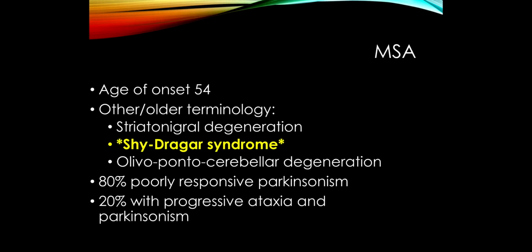And so of patients with multisystem atrophy, about 80% look Parkinsonian, but they don't respond to medications. And about 20% have ataxia in Parkinsonism. So the older term, olivopontocerebellar degeneration, refers to patients with Parkinsonism and ataxia. Remember, I mentioned that as one of the red flag symptoms. If you find ataxia on exam of your patient who looks Parkinsonian, that's probably multisystem atrophy.